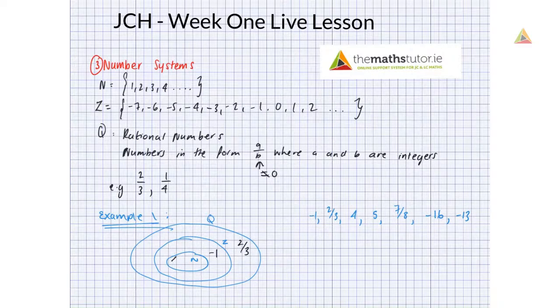Then we've got the number 4. That's a natural number. So that's going to go here. Number 5, that's also a natural number, so I'm going to put that there. 7 eighths is definitely a rational number, so I'm going to put 7 eighths here. Minus 16 is an integer, so I'm going to put that there, and minus 13 is also an integer, so I'm going to put that there. So that's pretty straightforward, you just have to know which category each of them go into.